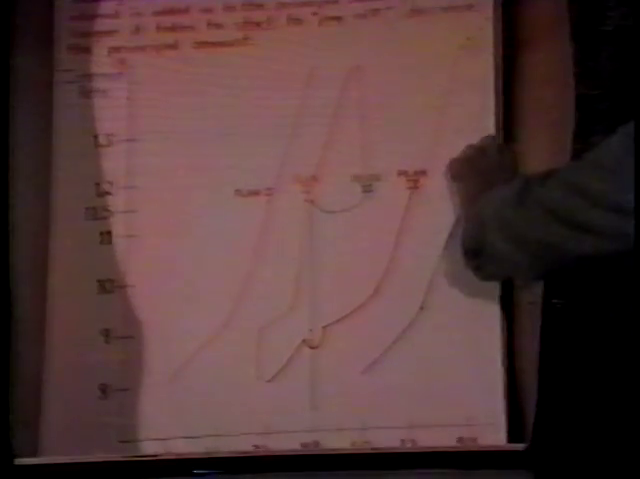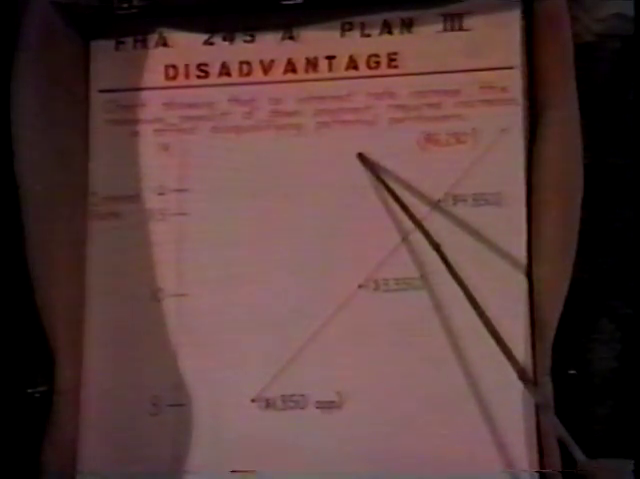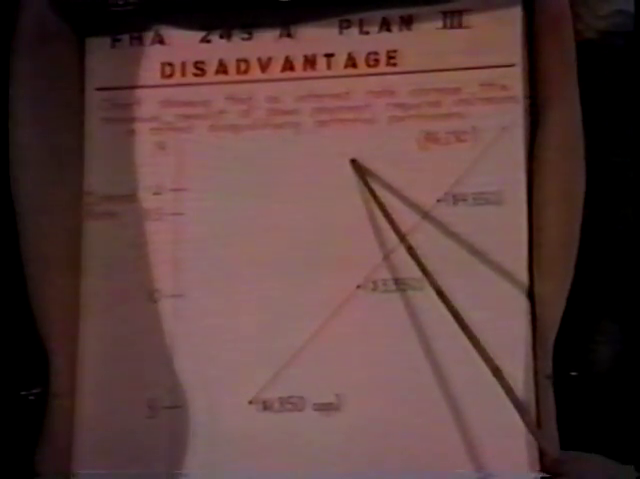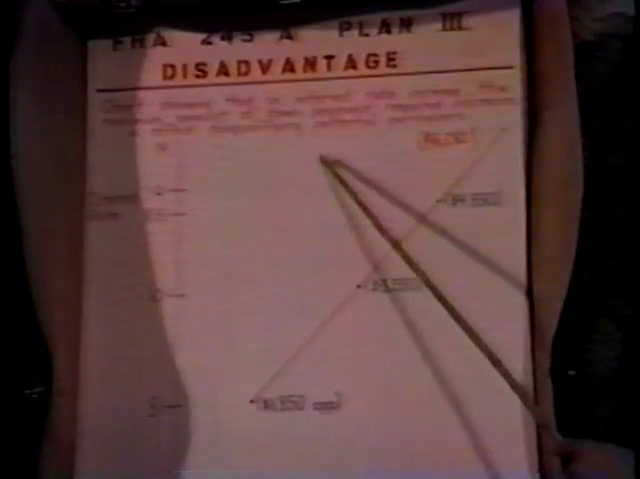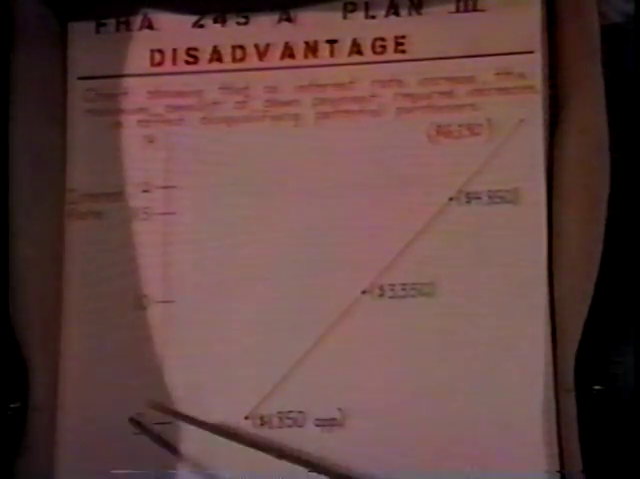The next one is even worse and really defeats the purpose of the plan for a lot of people. If you have the cash, great. This one here shows that as interest rates increase, the minimum amount of down payment required increases, in effect disqualifying potential purchasers. Now let's look at this.